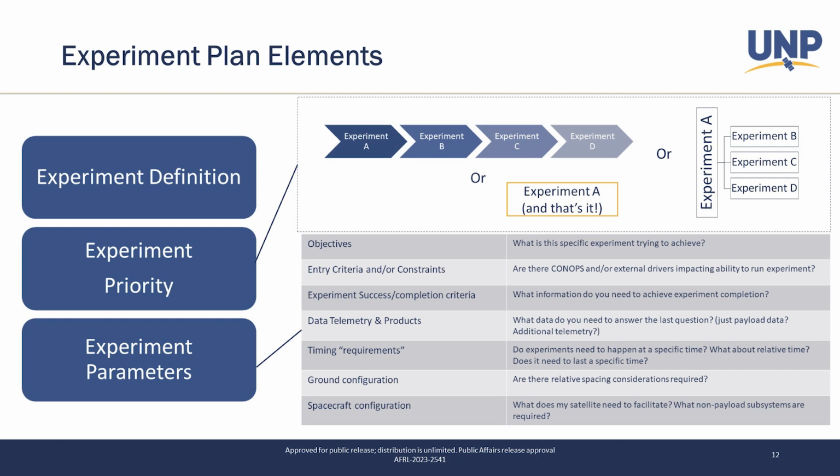You also want to consider things like timing requirements. Do experiments happen at a specific time? What about relative timing between experiments? Those types of things. This might start to overlap a little bit with ConOps, but your configuration, so not just your spacecraft configuration, but your ground configuration, or maybe in our example case, what locations we're targeting, and then spacecraft configuration as well. And again, a lot of this starts to overlap with the ConOps, and that's okay. Defining these things well is the goal, again, of both of these documents.